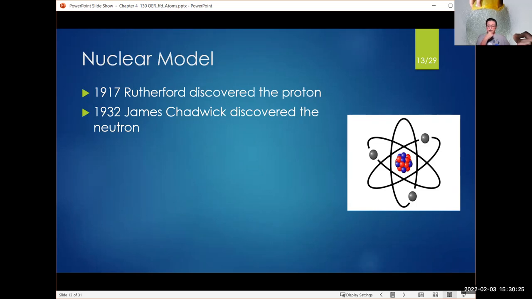Another scientist, the English scientist Chadwick, is credited with discovering the neutron. So now we have the three main particles that we deal with: the electron, the proton, and the neutron.